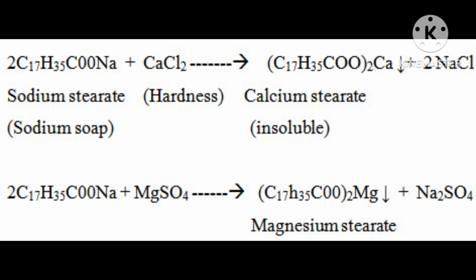Now see, soft, somewhat soluble soap, now it became insoluble soap. That is the calcium stearate. Okay, and the other product will be NaCl. 2 sodium came out from the 2 molecules of soap, and in calcium chloride 2 Cl was there. Then this 2 Na plus and 2 Cl minus will form 2 NaCl.